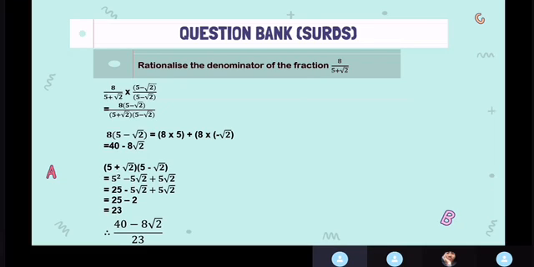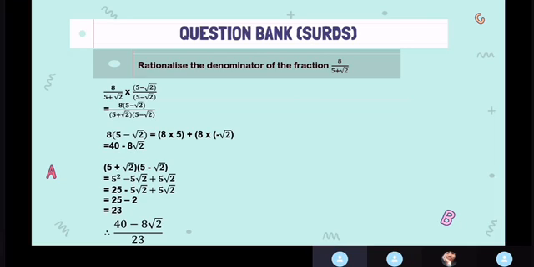The fraction becomes 8 over 5 plus root 2 multiplied by 5 minus root 2 over 5 minus root 2, which gives us 8 multiplied by 5 minus root 2 over 5 plus root 2 multiplied by 5 minus root 2. Now we need to multiply out the top and the bottom of the fraction, and then we simplify. For the numerator, we have 8 multiplied by 5 minus root 2. If we expand, we get 8 multiplied by 5 plus 8 multiplied by negative root 2, which gives us 40 minus 8 root 2.